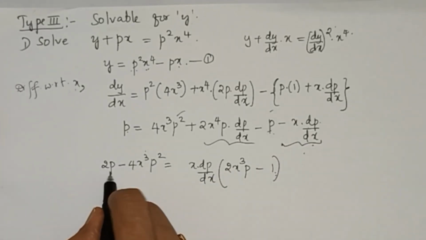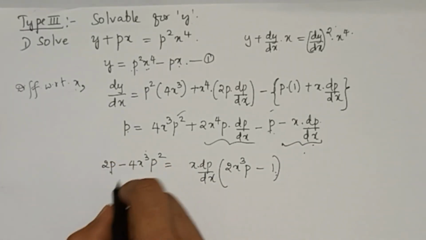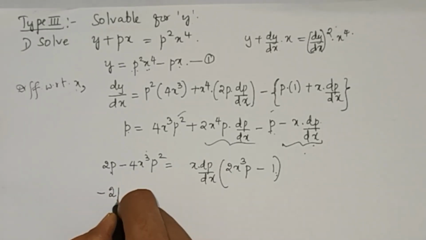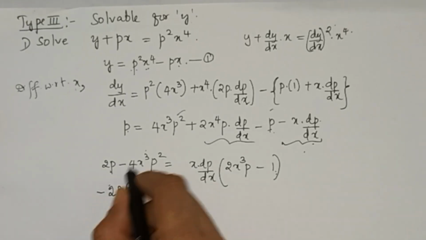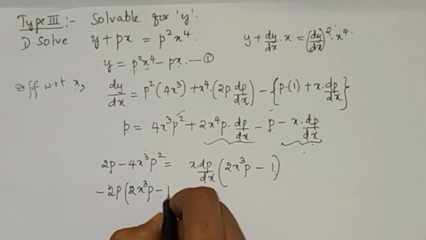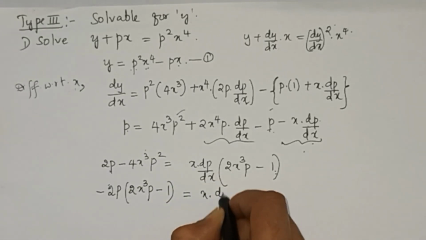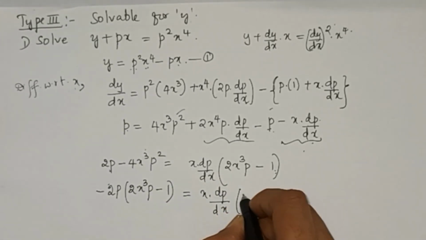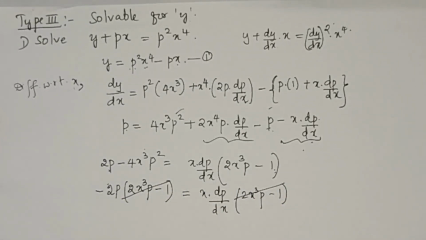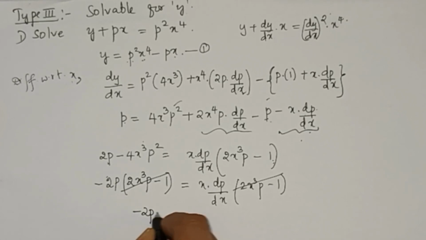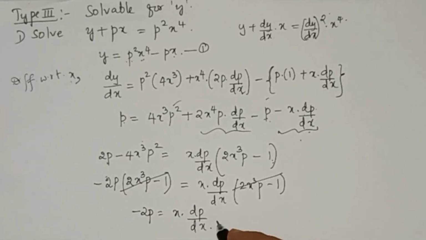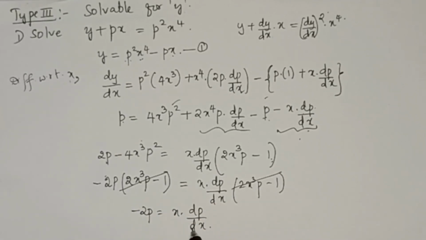Now here also you can simplify it in the same way. If you take minus 2p common, then you will get minus 2p into 2x cube p minus 1 equal to x into dp by dx into 2x cube p minus 1. So this gets cancelled. You have here minus 2p equal to x into dp by dx. So you can go with the variable separable method now.